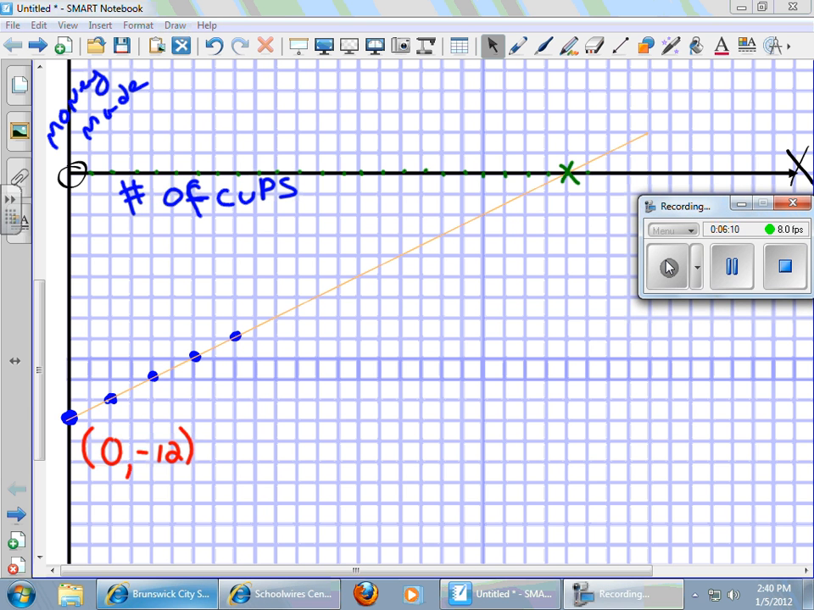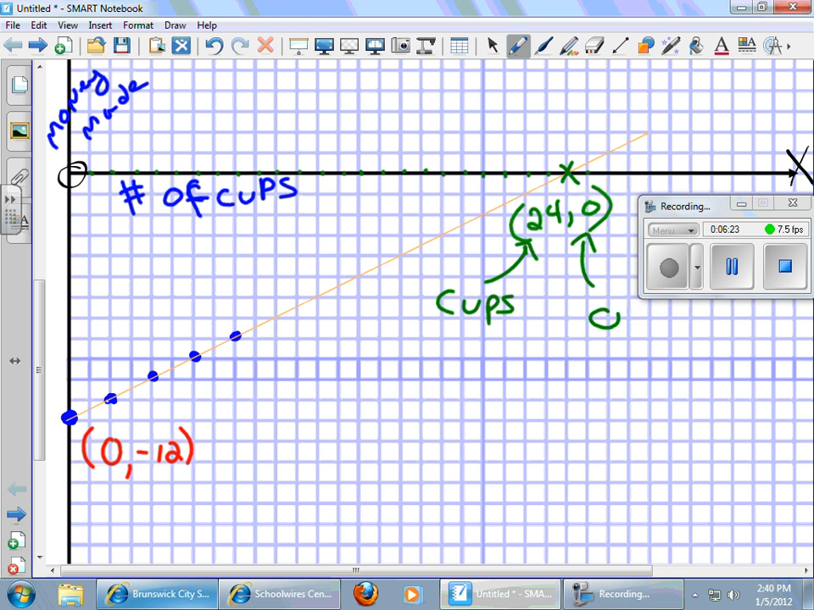All right, so this tells us this number here is 24.0. That means that at 24 cups sold, he will have $0. He's out of the hole. He's paid off his $12 debt. Still hasn't made a profit though.